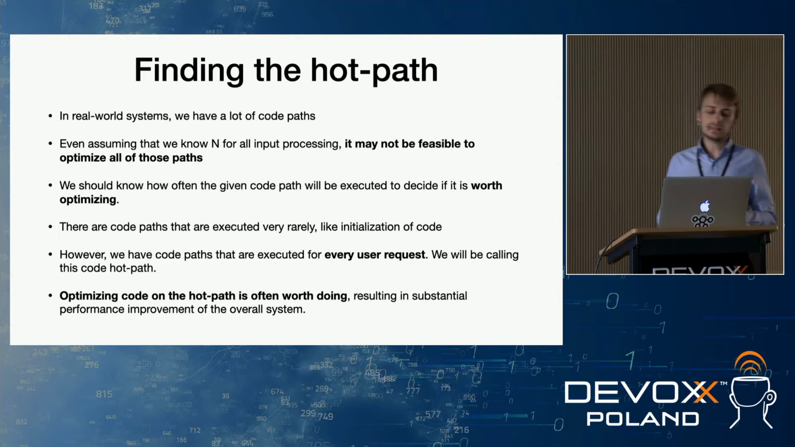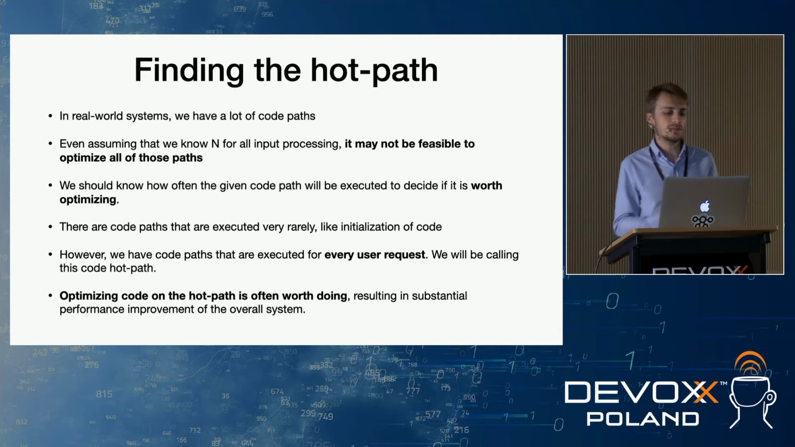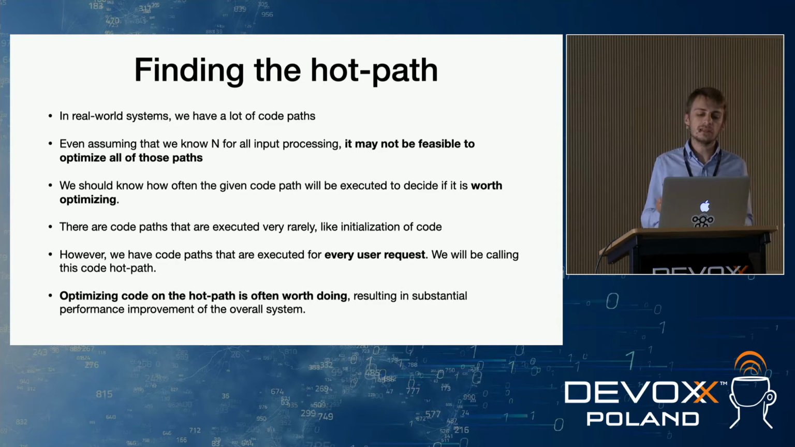So we looked at one aspect of the input information needed for useful performance optimization. In real-world systems, we have a lot of code paths. Even assuming that we know n for all input processing, it might not be feasible to optimize all of those paths in our system. So we should know how often the given code path will be executed to decide if it's worth optimizing. There are code paths that are executed very rarely, like, for example, initialization of our application components.